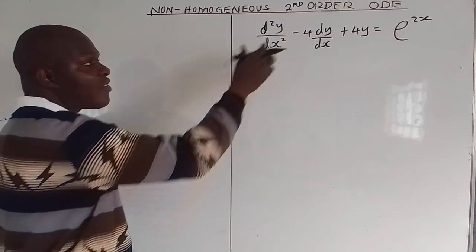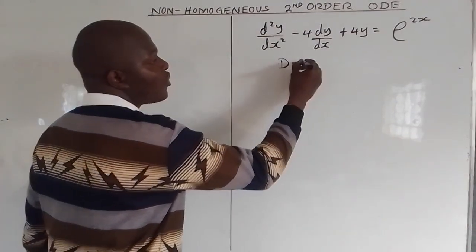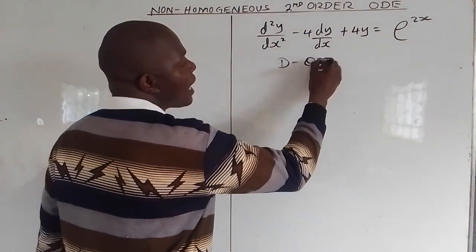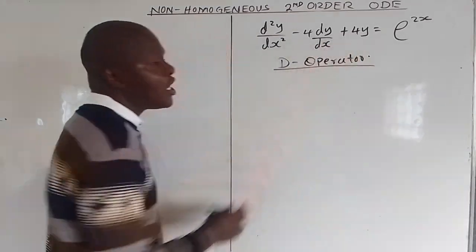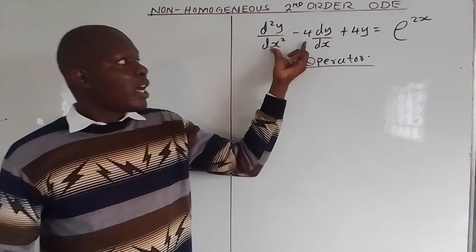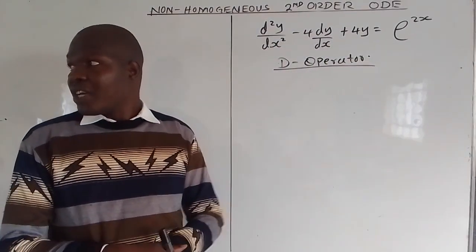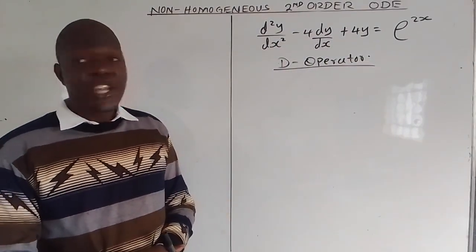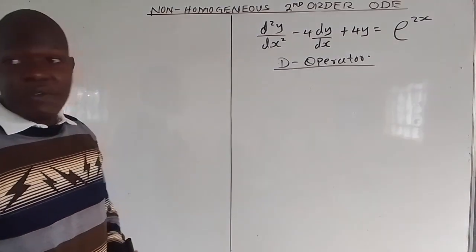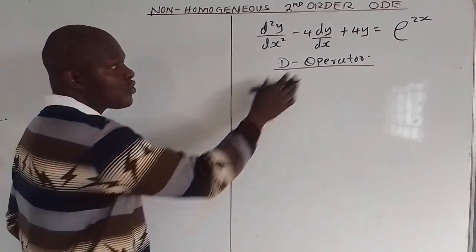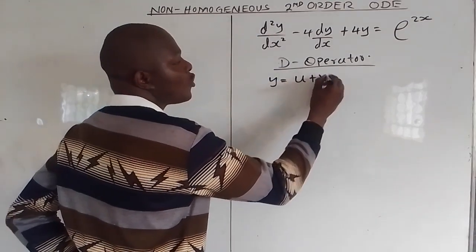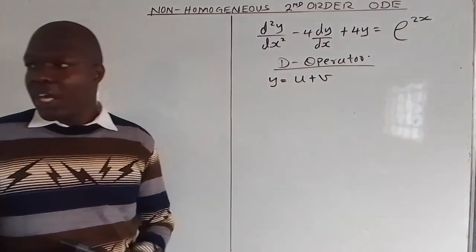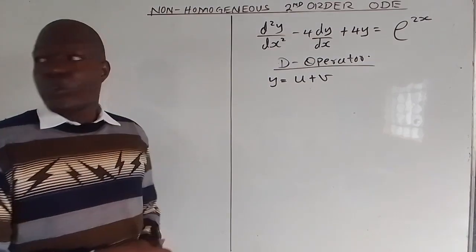So how do we get the general solution of this? Using the D operator method. How do we use the D operator method to find the general solution of this non-homogeneous second order ordinary differential equation? So we know for you to use the D operator method, you let y be equal to u plus v.